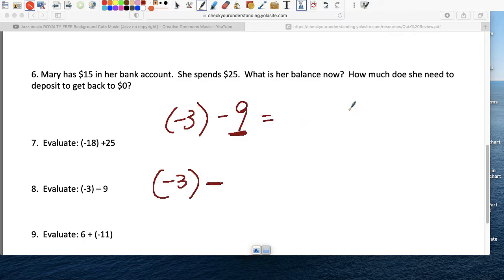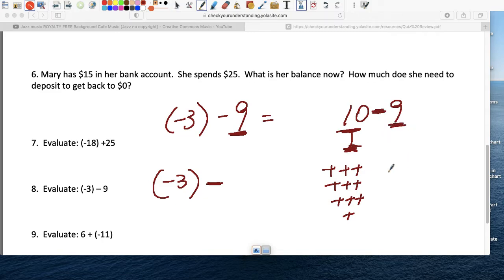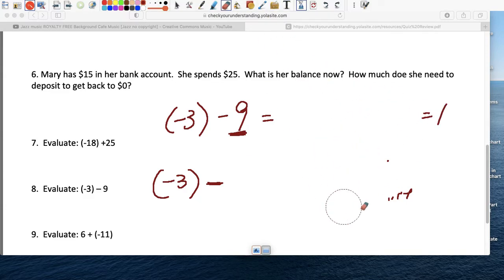So if this question was 10 minus 9, you have $10. Here's your 10 integers: 1, 2, 3, 4, 5, 6, 7, 8, 9, 10. Your 10 positive integers, and I come to you and I'm subtracting, removing 9 of those positives: 1, 2, 3, 4, 5, 6, 7, 8, 9. If I remove these 9, you're left with 1. Now, the problem here is you don't have any positives to begin with.